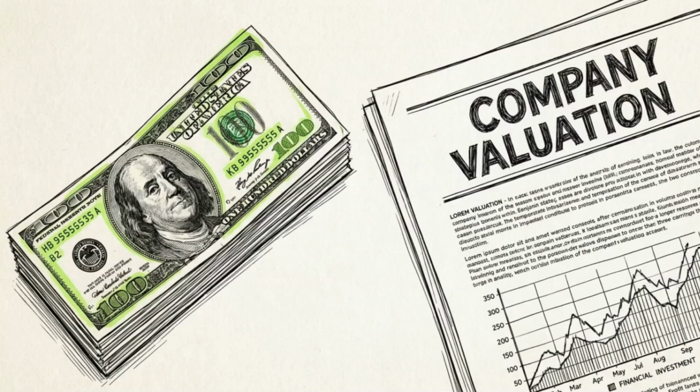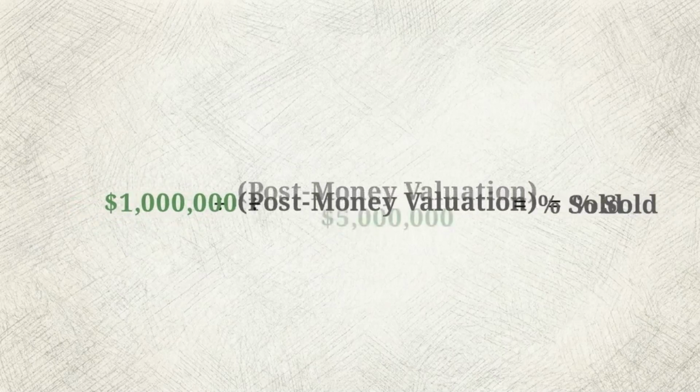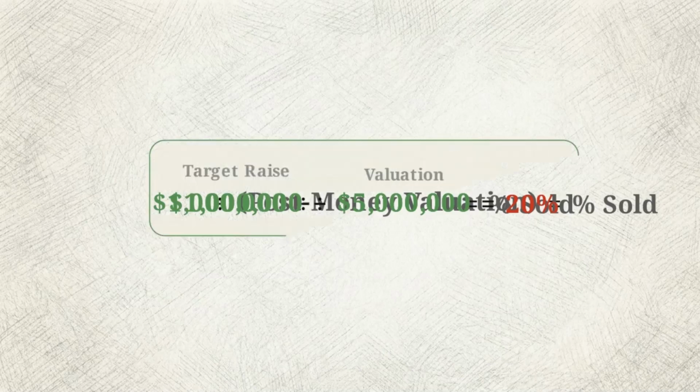To find out exactly how big your investor's slice is, use this equation. Take your total investment amount and divide it by your post-money valuation. If you raise $1 million at a $5 million post-money valuation, your investor is buying exactly 20% of the company.